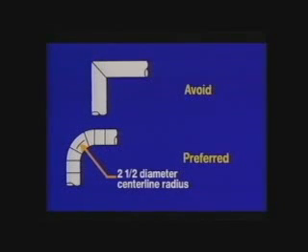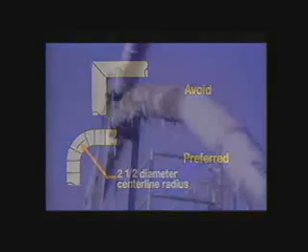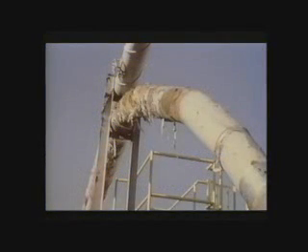Avoid sharp elbows, such as this mitered elbow. The magnitude of pressure losses caused by elbows depends on the radius of the elbow curvature compared to the duct diameter. Where space permits, elbows should have a centerline radius of 2 to 2.5 duct diameters. Replace ductwork when it wears out due to erosion and impact damage from airborne particles. Maintain all ductwork in good working order.